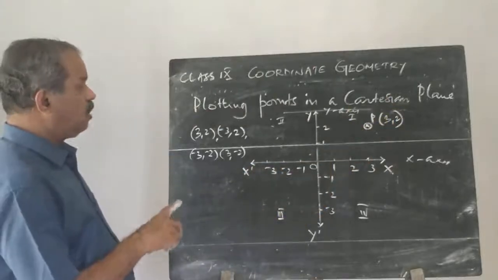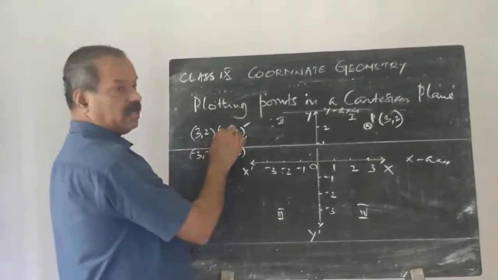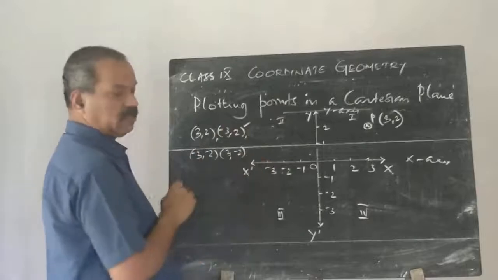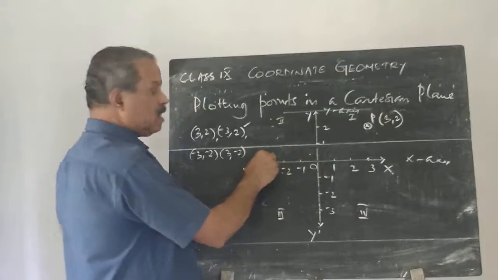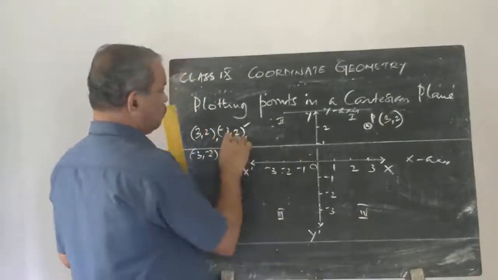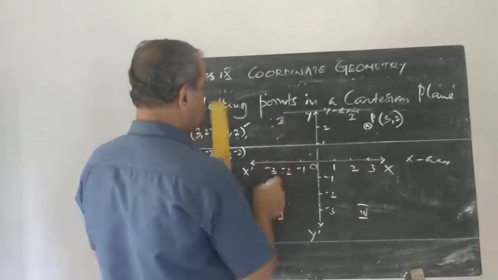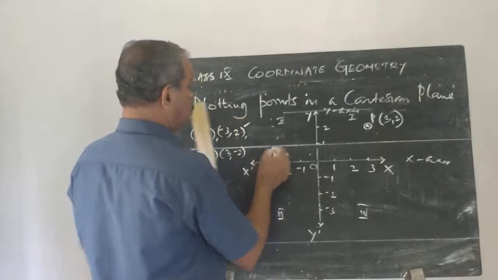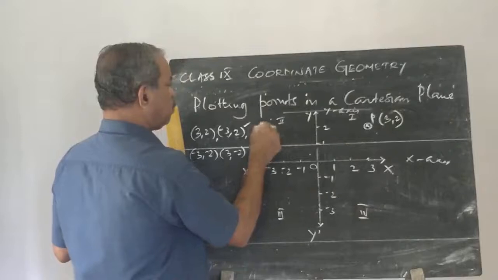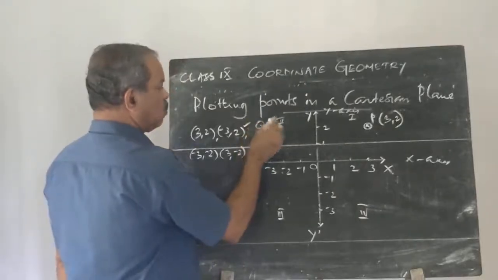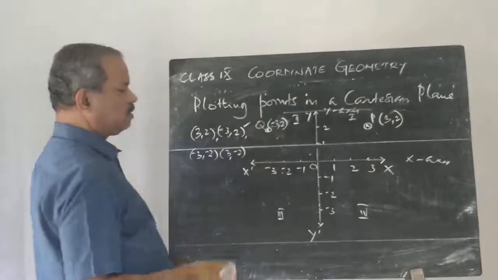Now (minus 3, 2), the second point. How can we plot this? The x coordinate is minus 3, that is, the negative direction of the x-axis, from the origin to negative 3, and then 2 units upwards because the y coordinate is positive. In the second quadrant, the y coordinate is positive and the x coordinate negative. Let this point be Q. The coordinates of Q are (minus 3, 2).